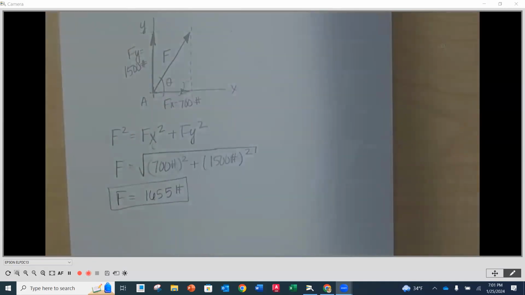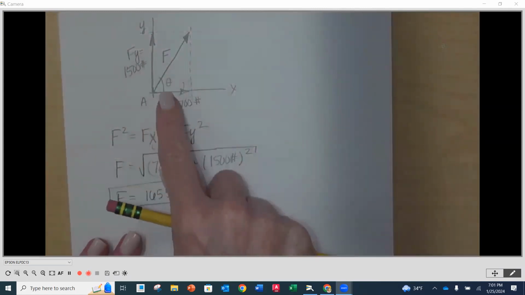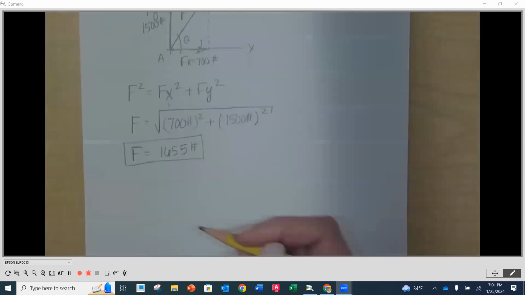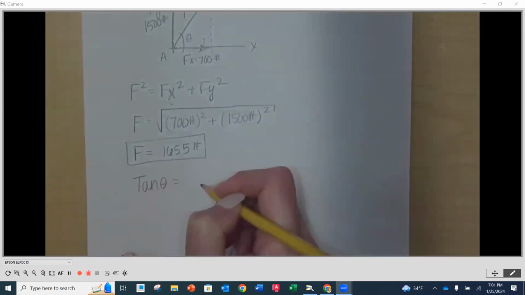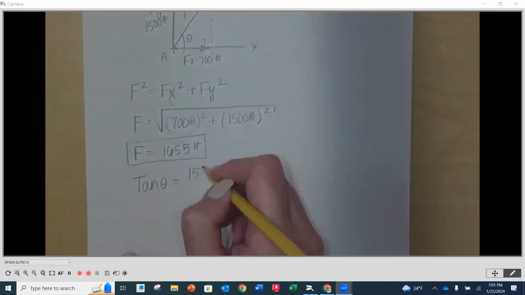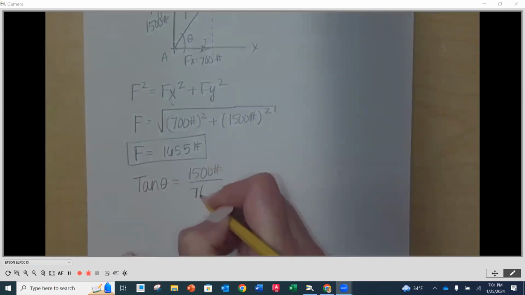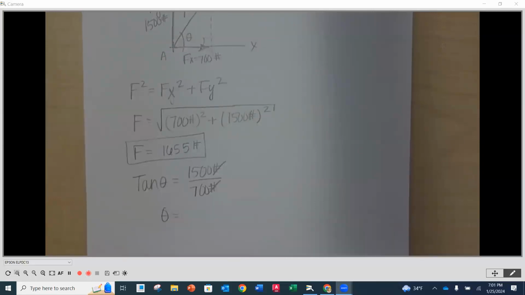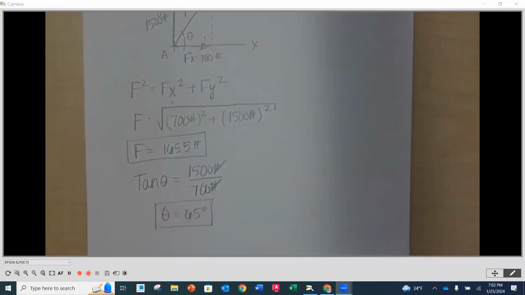So for the angle, if we want to use original information, what's the best function to use? Tangent would be, yes, because remember, we've got the two sides. So we would know the side opposite and the side adjacent. So tangent theta is equal to side opposite, which is our 1,500 pounds, divided by 700 pounds, pounds cancel. And then solving for theta, we should get 65 degrees, 64.98, right? There we go.